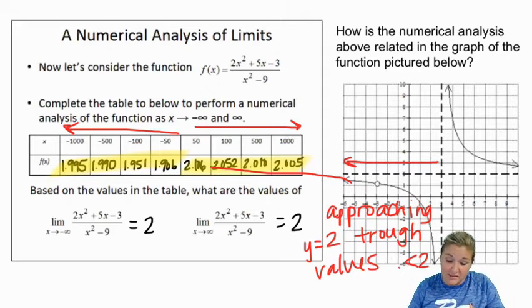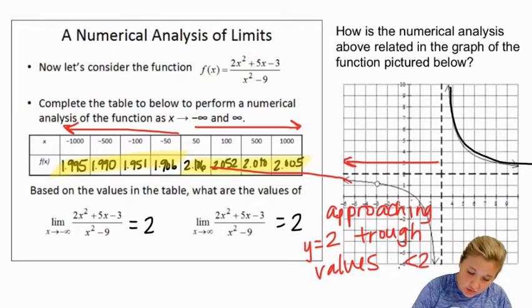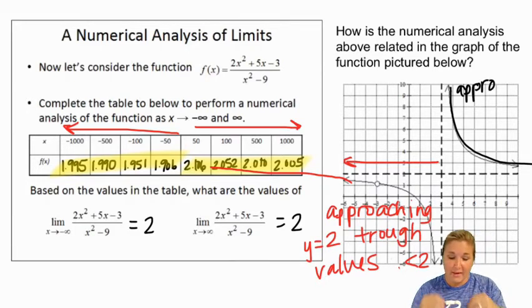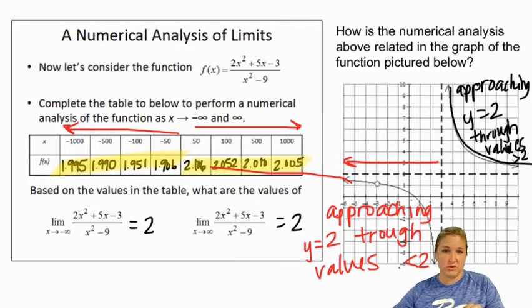So then likewise on the right side, as x approaches positive infinity this way, it's still approaching the same thing, except we're approaching y equals 2 through values that are greater than 2. So like 2.000001, greater than 2. Those get very, very close to 2, but never touch 2.